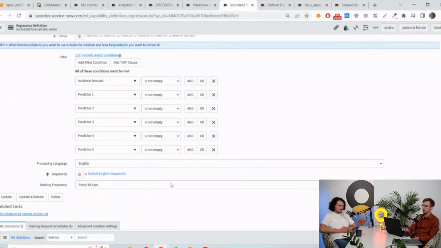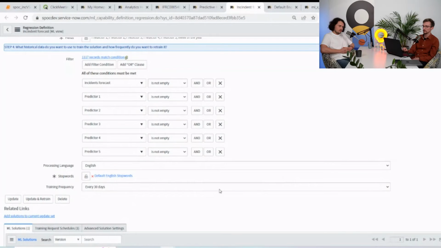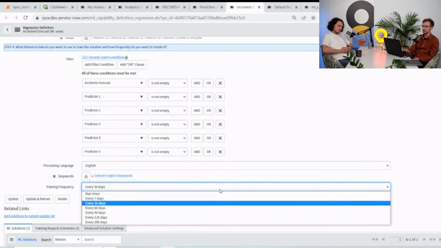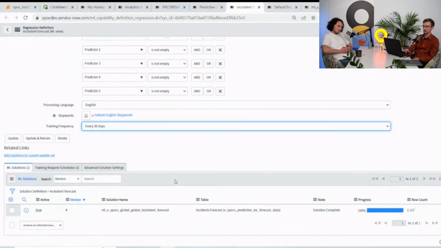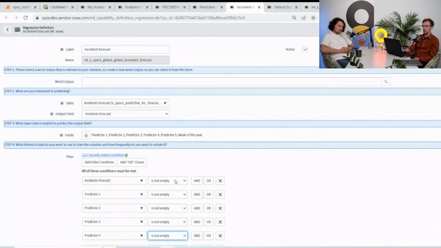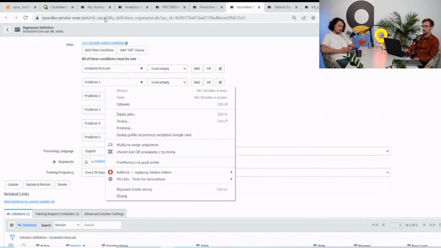So training frequency is 30 days. Once a month, we would like to retrain the model. The frequency could be changed to other options, but I think that 30 days will be quite enough for our purposes.